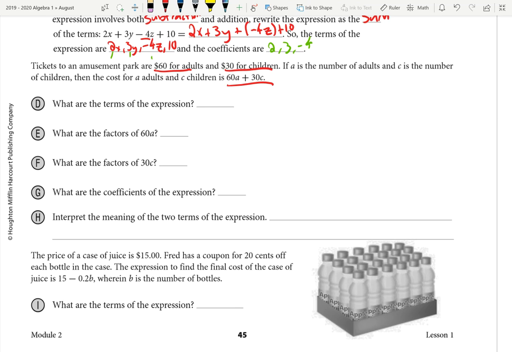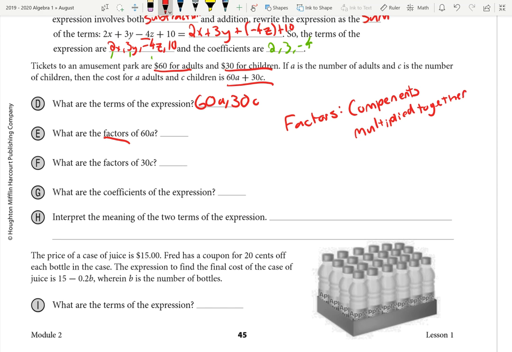So let's answer these questions though. What are the terms of the expression? The terms are 60A and 30C. What are the factors of 60A? Now this is a very interesting question. So factors is a funny term that means, let's write it down, factors mean, I guess you can say, components multiplied together, in a sense, to make an outcome. So in this case, we have 60 times A that's being multiplied together. So the factors are 60 and A.